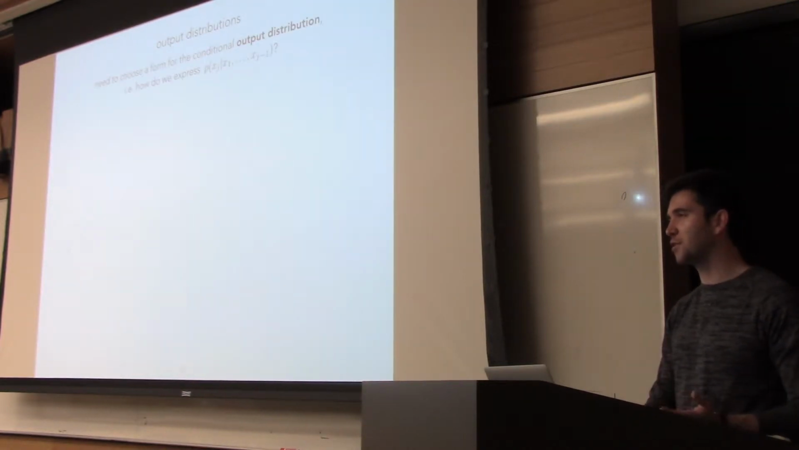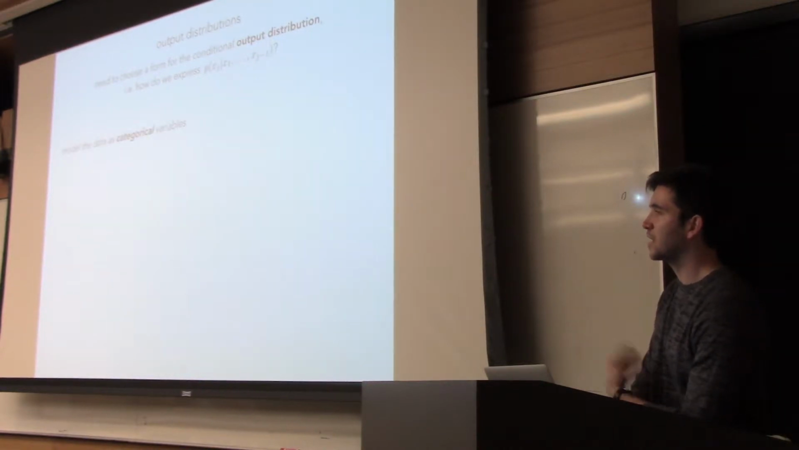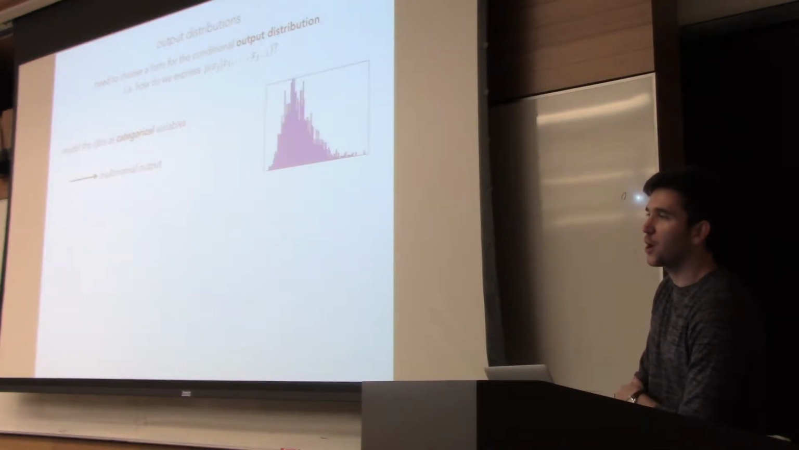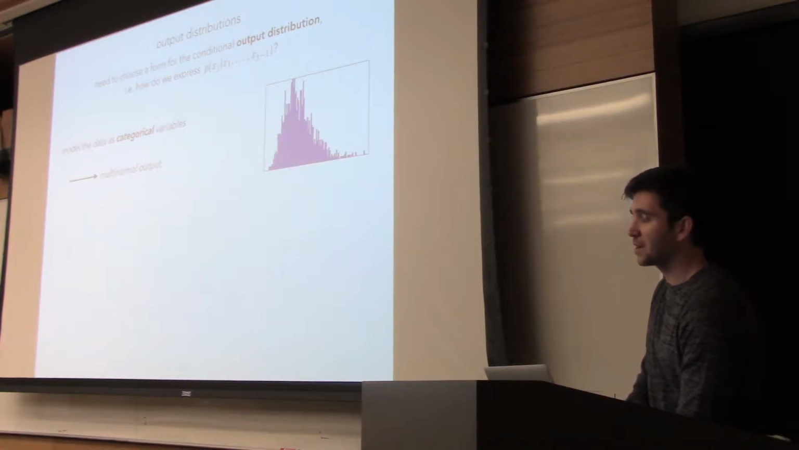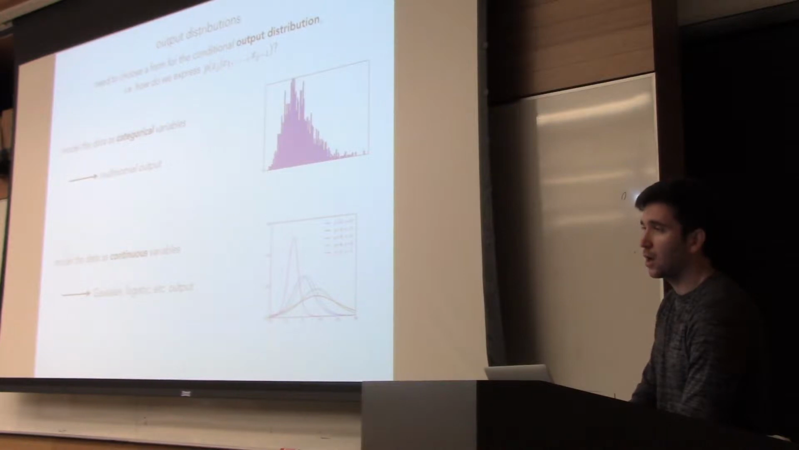So how would we actually model the output distributions? We could think of having a categorical variable that we're trying to generate, and in that case we would probably want to output a multinomial distribution, and you can achieve that by using a softmax. But alternatively, we might want to model a continuous output, and in that case, we could use a Gaussian distribution or a logistic distribution or some other type of parameterized density.